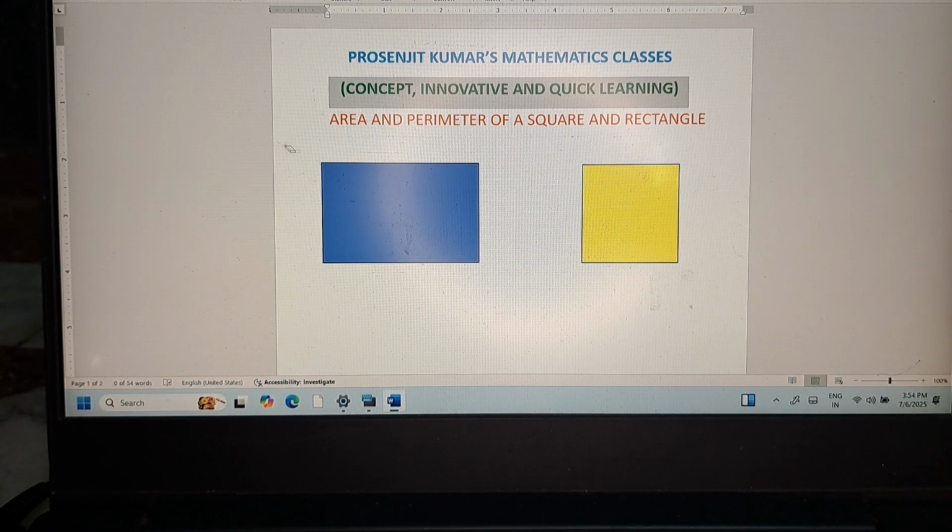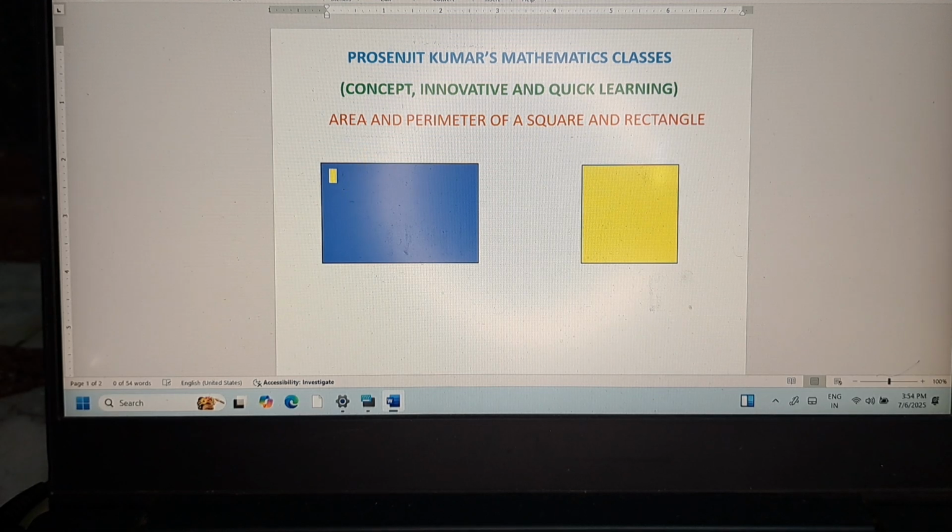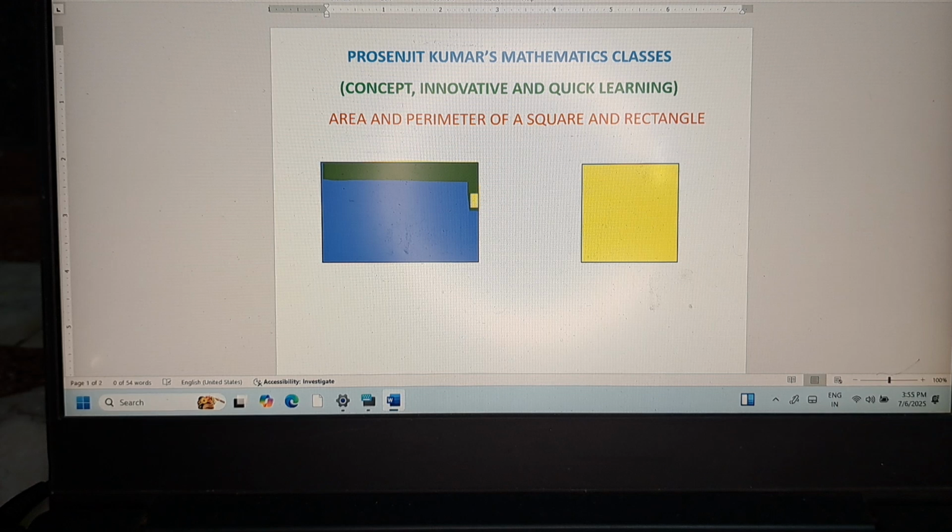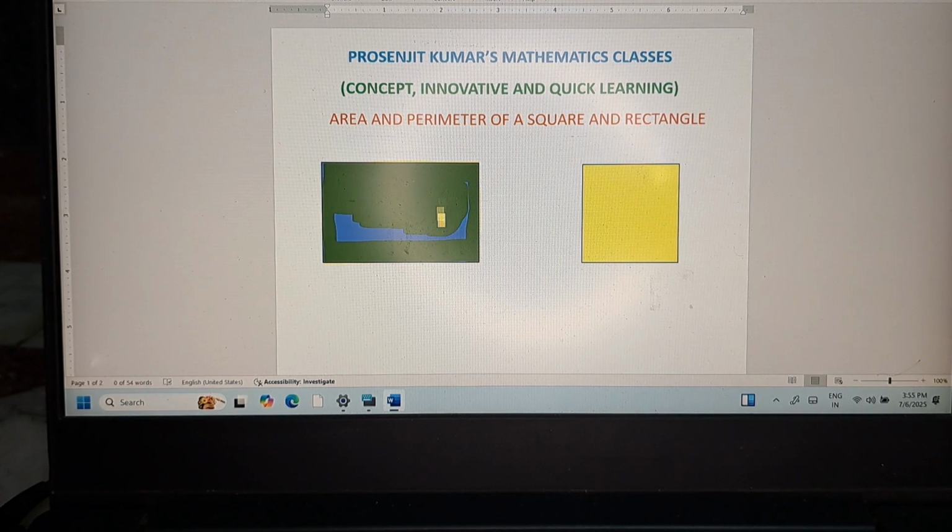So today's topic is area and perimeter of a square and rectangle. We all know that square and rectangle are called plane figures. Today we will find out the area and perimeter of a square and rectangle. First of all, you have to understand what we mean by the word area. Area is the portion which is inside this figure. That portion which is inside this figure is called the area.